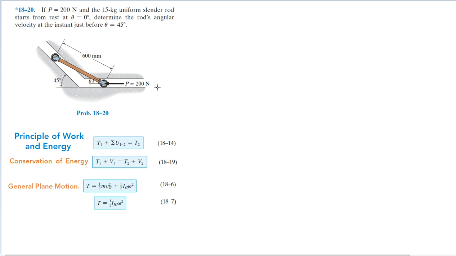It starts from horizontal position and it's at rest, and a force P of 200 newtons pushes the right end, and we need to find the angular velocity right before theta of the rod becomes 45, so essentially right before the rod aligns fully with the inclined slot. So I said we're going to use principle of work and energy combined with conservation of energy, the way we figured out in class that it's possible.